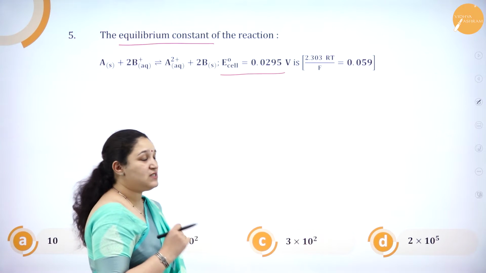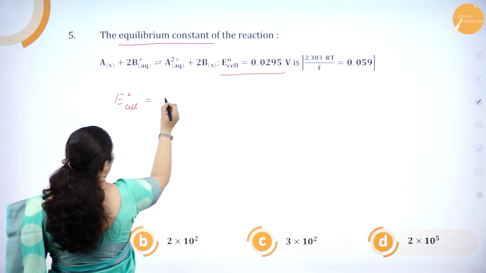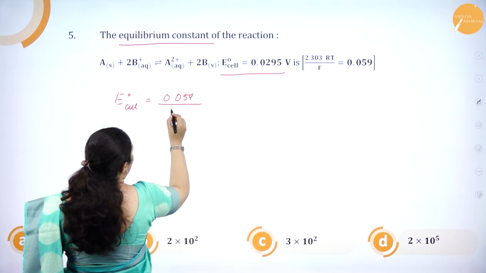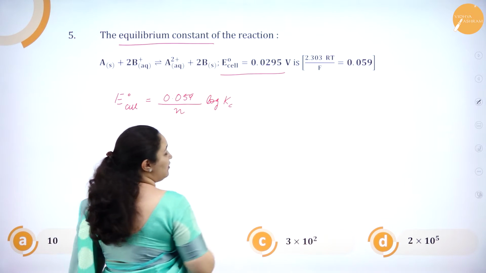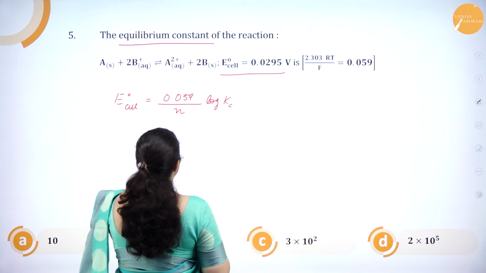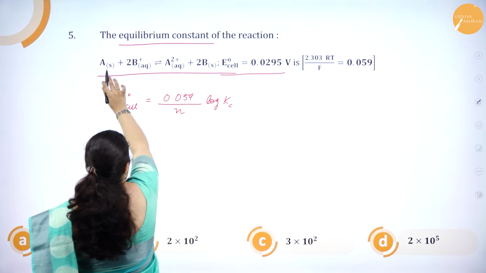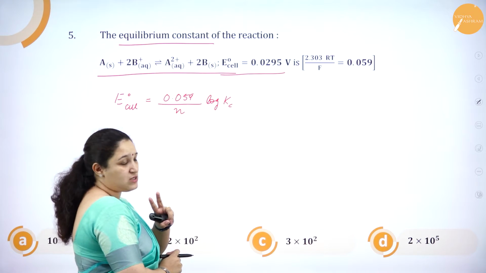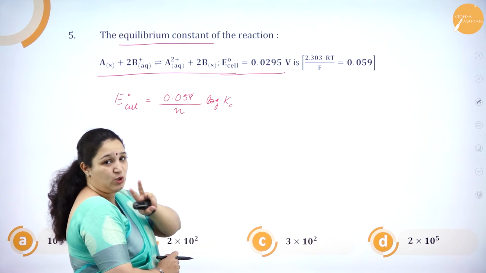So the formula for this question is E naught of the cell is equal to 0.059 divided by n log Kc, that is the equilibrium constant. So you're supposed to find out the value of Kc. Okay, E naught of the cell, you know. What is n? From the equation, what you need to understand is A is giving A plus 2, that means 2 electrons is lost. And here 2B plus is there, means 2 electrons are accepted. So what is n? 2.